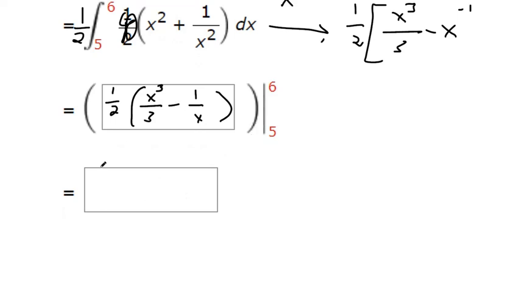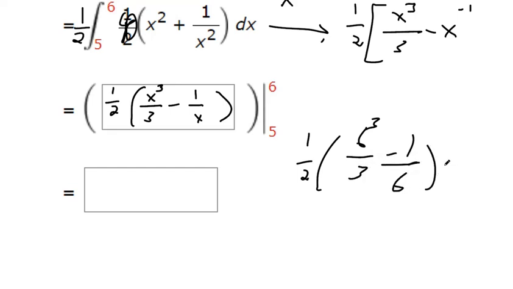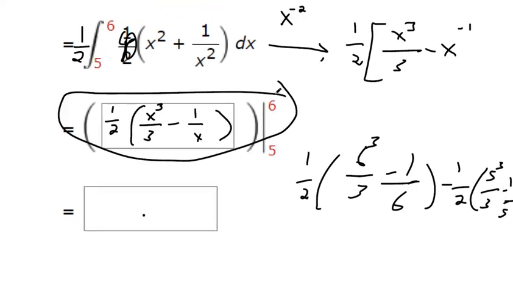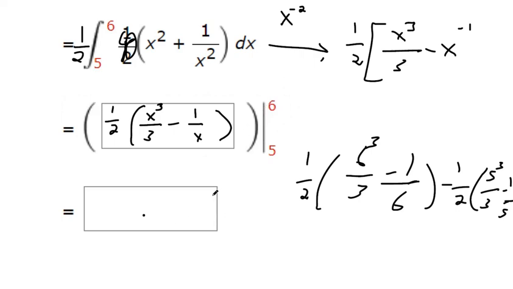So you plug in 6, and then subtract what happens when you plug in 5. Let me see if they'll let us do decimal approximation. Note, when you compute the limits of integration, you've got to keep it as a fraction. Don't use a decimal approximation.